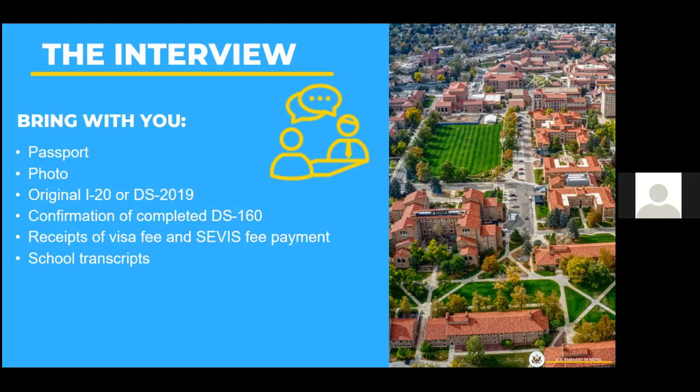And if you're doing a PhD program, we also want to see perhaps your master's degree grades. Also, if you are currently enrolled within a university and you want to attend it physically in the United States, also make sure to bring those transcripts as well. So make sure you bring a passport, photo, original I-20, DS-2019, confirmation of completed DS-160, receipts of fee for SEVIS as well, and your school transcripts.